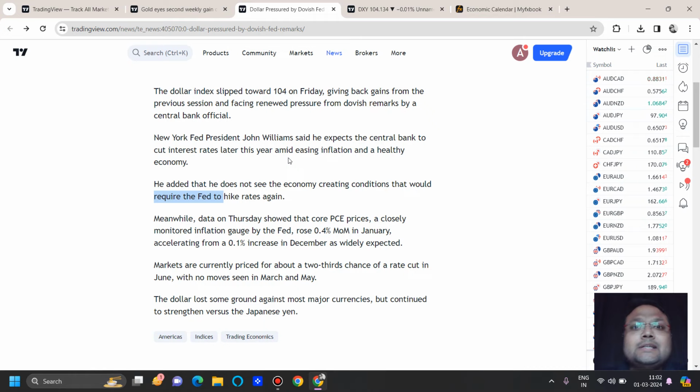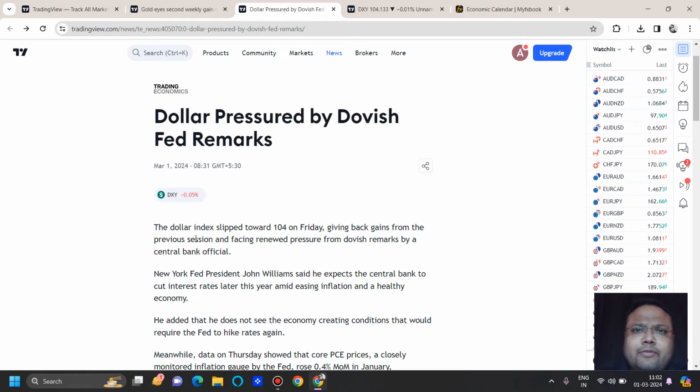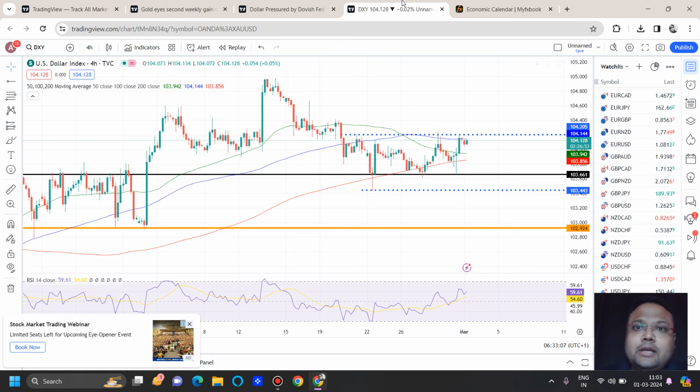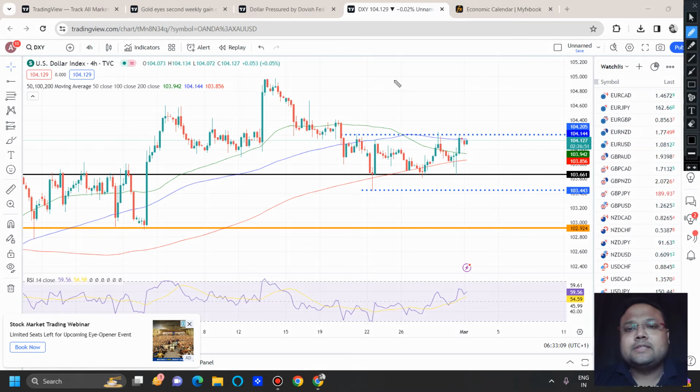If we try to understand the market sentiment here, the Fed is saying that they are not going for any rate hikes, and there are good chances that by the end of the year they will be announcing rate cuts. So this is the market sentiment, and if that happens, we may see selling pressure on DXY, or the US dollar index. And the market is full of surprises, so we cannot predict the market.